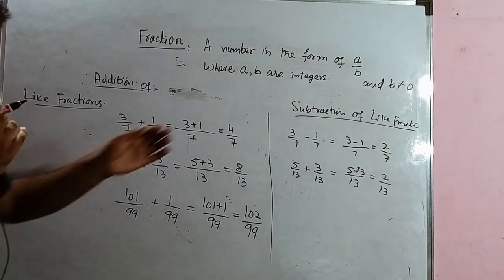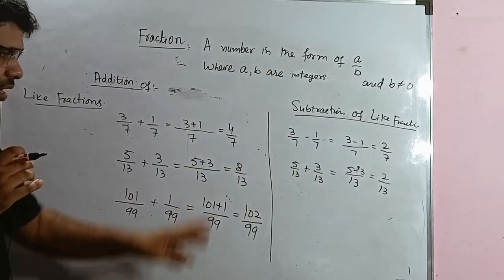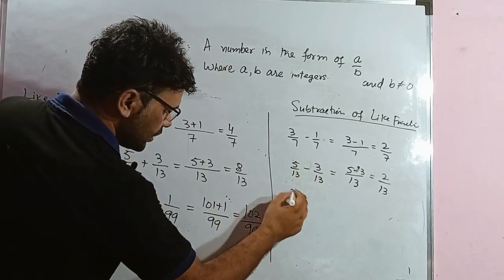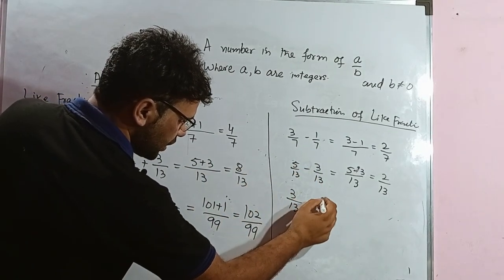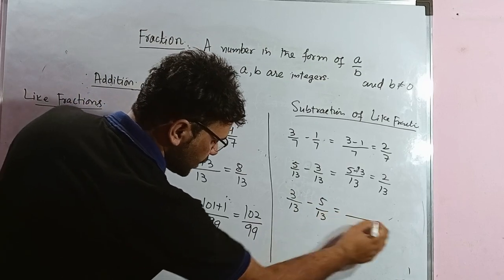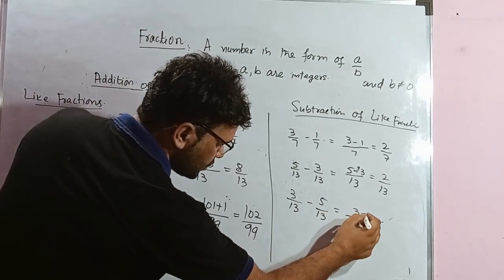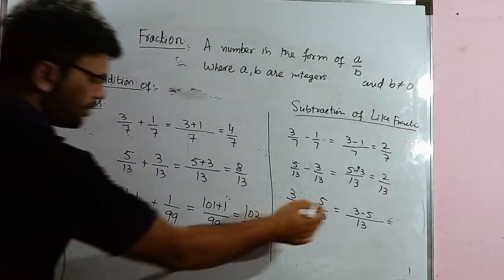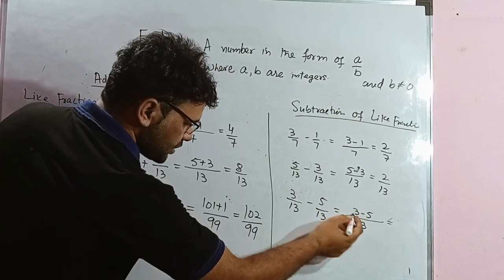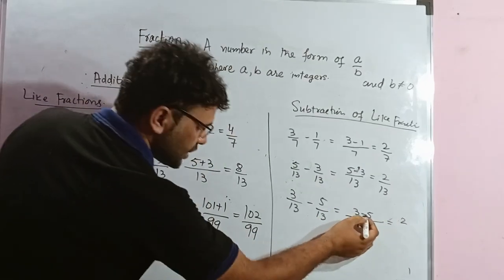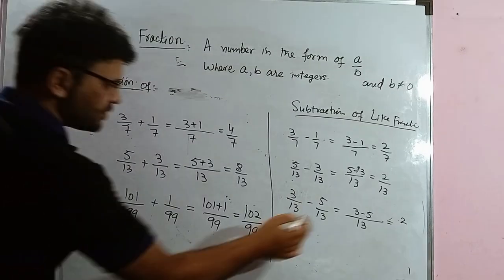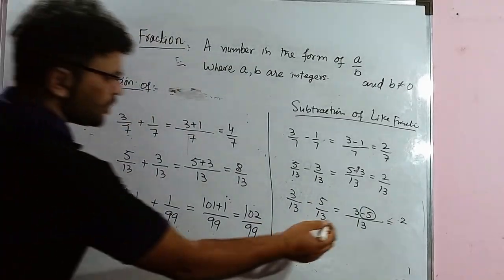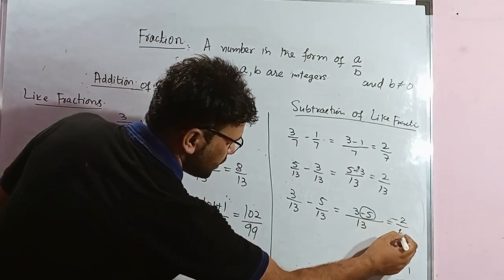So that is about like fractions. I need to make you understand here. If it is 3 divided by 13 minus 5 divided by 13, I should write 13 in the denominator, and 3 minus 5. We have to do the subtraction, it's 2, but since the greater number has the minus sign, you can see this minus is along with the 5, and 5 is the greater number, so I should write minus 2 divided by 13.